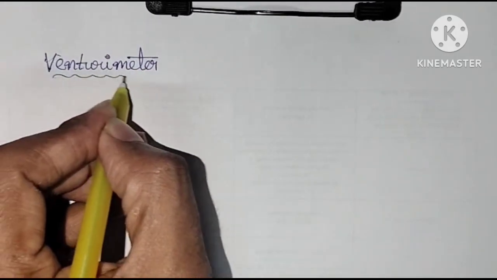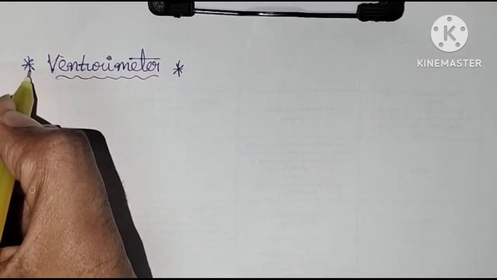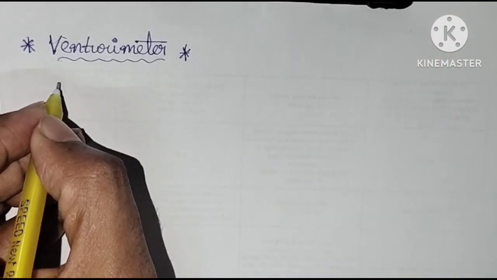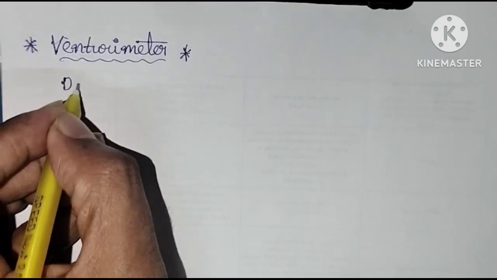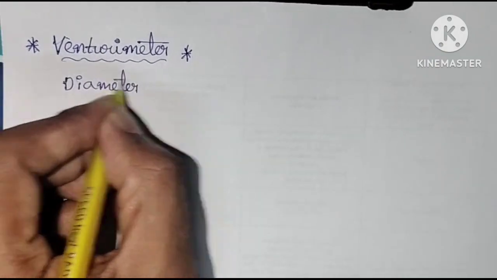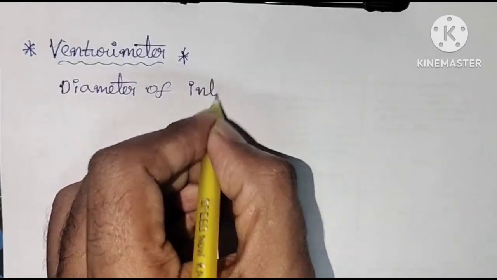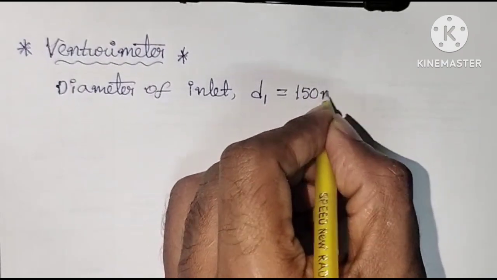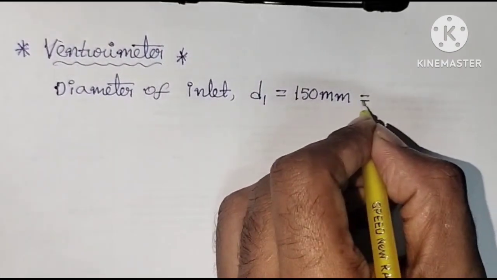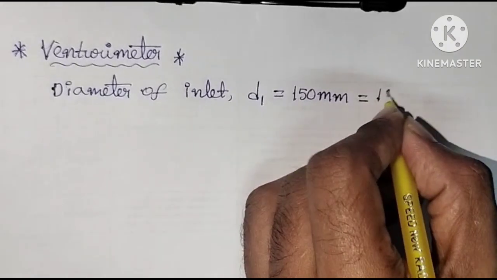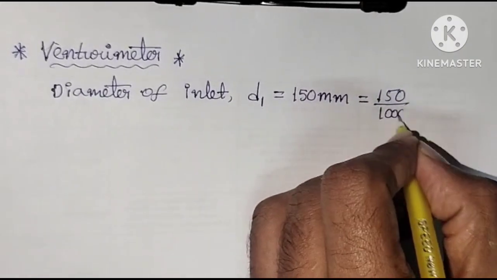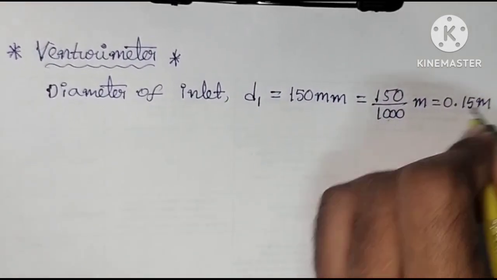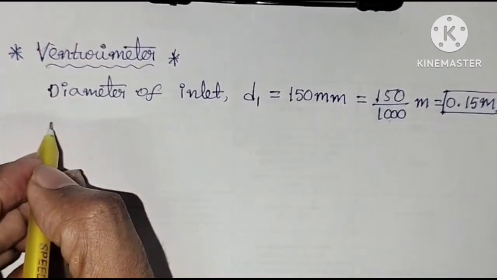Venturimeter is used for measurement of discharge or flow rate of fluid. So first of all, note down the given data. Diameter of inlet, D1, is equal to 150 mm. Convert 150 mm into meters. So 150 mm means 150 by 1000 meters, which is 0.15 meters. So the diameter of inlet is 0.15 meters.